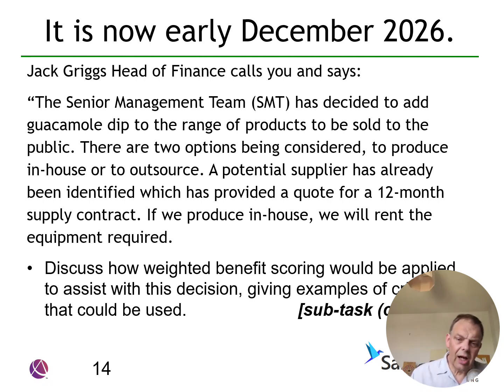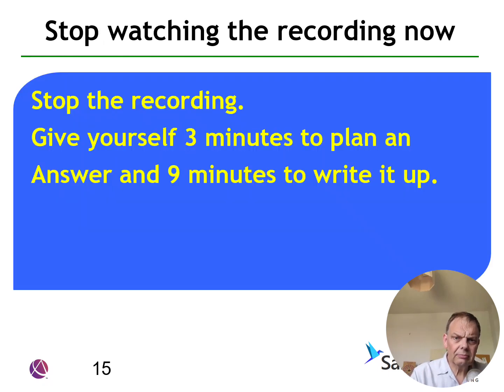And then I've given you subtask C, discuss how weighted benefit scoring would be applied to assist with this decision, giving examples of criteria that could be used. 24%. So at this point, I'm going to ask you to stop the recording and give yourself 3 minutes to plan an answer, and then 9 minutes to write it up.